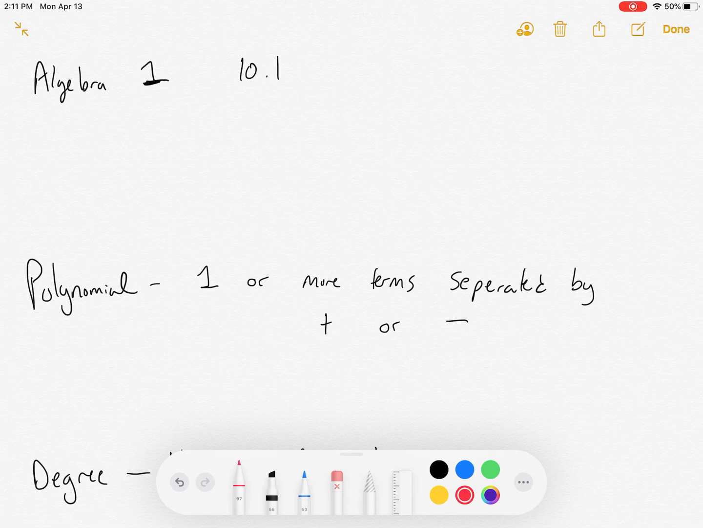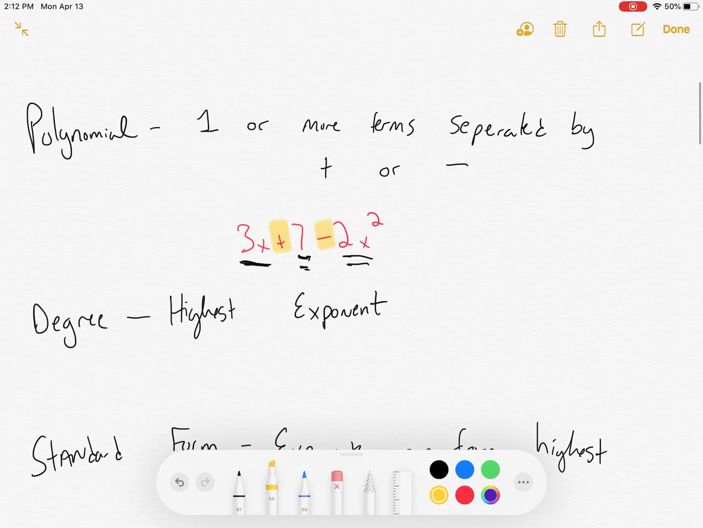Okay, so first of all, a polynomial is one or more terms separated by a plus or minus. So for example, I could have 3x plus 7 minus 2x squared. That's a polynomial, and each part that's separated by a plus or minus is a term. So for example, 3x is a term, 7 is a term, and negative 2x squared is a term, because they're all separated by a sign. So each thing in between a sign is a term.